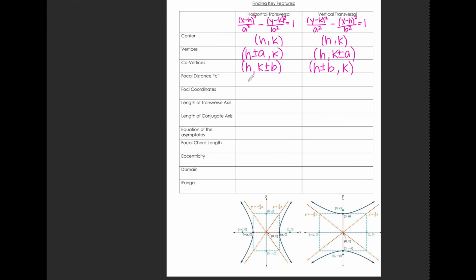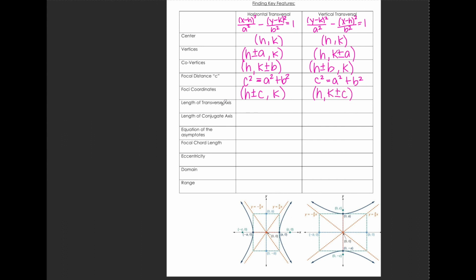My focal distance c is going to be c squared equals a squared plus b squared. And I can find that the same way for both types. My foci coordinates are always going to be c units away from the center, and then the direction depends on which type of hyperbola we're looking at. So for a horizontal hyperbola, we're going to be c units to the right and the left. So that means my foci coordinates are going to be h plus or minus c, comma, k. And for a vertical hyperbola, I'm going to be c units up and c units down from the center. So that's going to be h, comma, k plus or minus c.